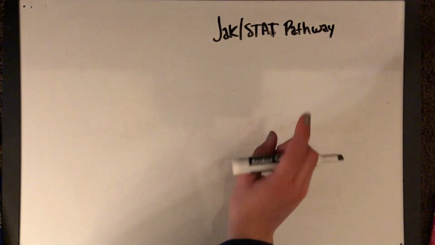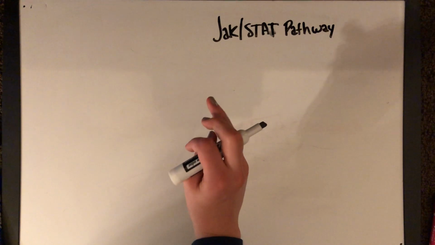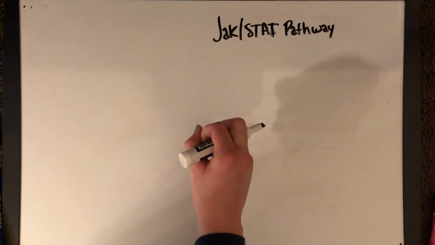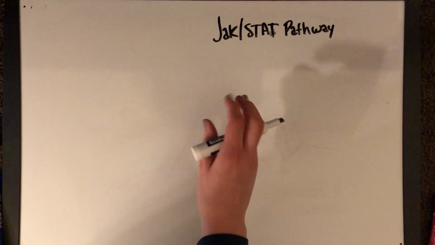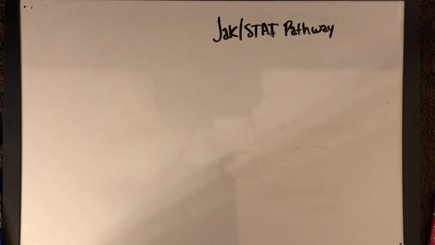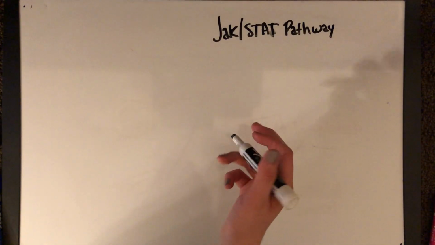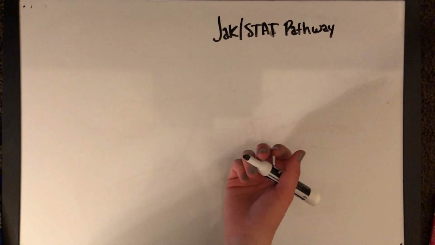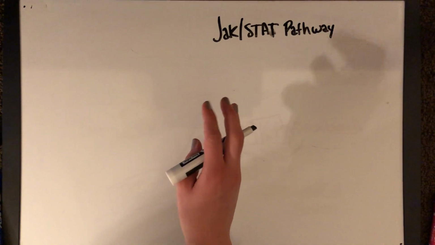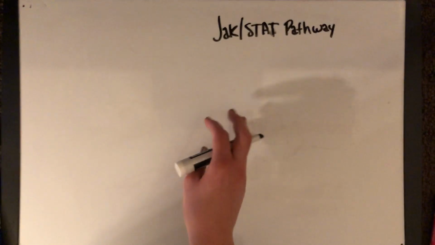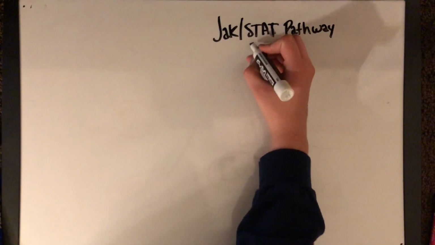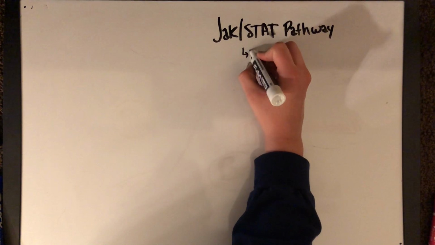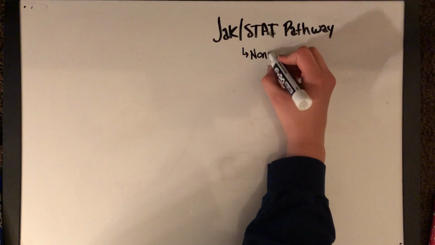So the PI3 that we just did was a receptor tyrosine kinase. So the tyrosine kinase activity is within the receptor. JAK-STAT pathway is an example of a non-receptor tyrosine kinase. So that means that something outside of the receptor is going to have to phosphorylate the tyrosines on that receptor. So this is a non-receptor tyrosine kinase.